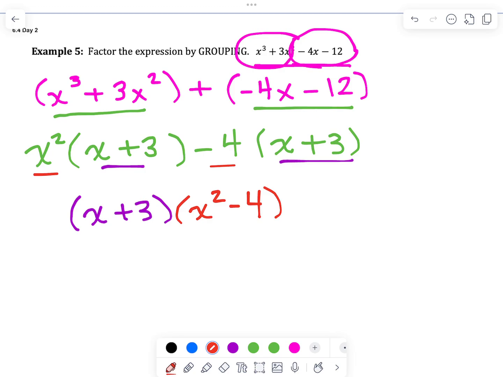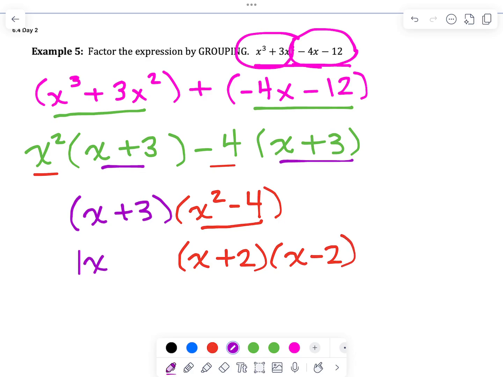So we've done the grouping by GCF. Then we look inside here in the red. That is factoring by the difference of 2 squares. You can factor that as x plus 2 and x minus 2. And then we still have the x plus 3 as my first GCF.